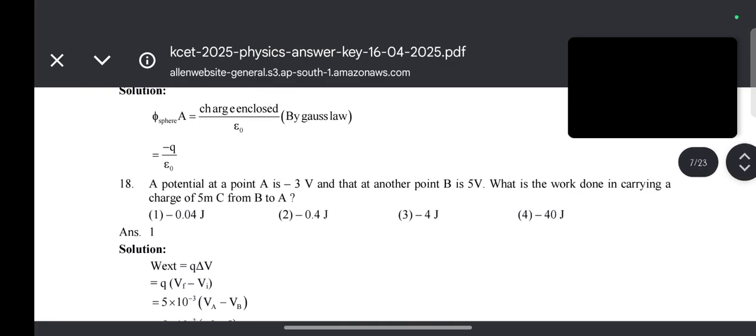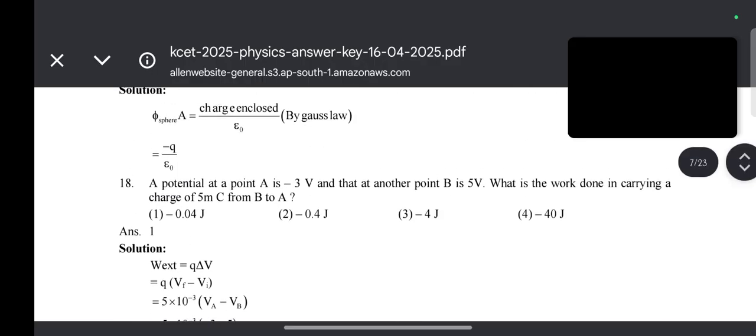18th question: the potential at a point A is minus 3 volt, and at another point B is 5 volt. What is the work done in carrying a charge of 5 mC from B to A? The options are 0.04 joule, minus 0.04 joule, 0, minus 0.4 joule, 4 joule, minus 4 joule, and minus 40 joule. So W is equal to Q into V.